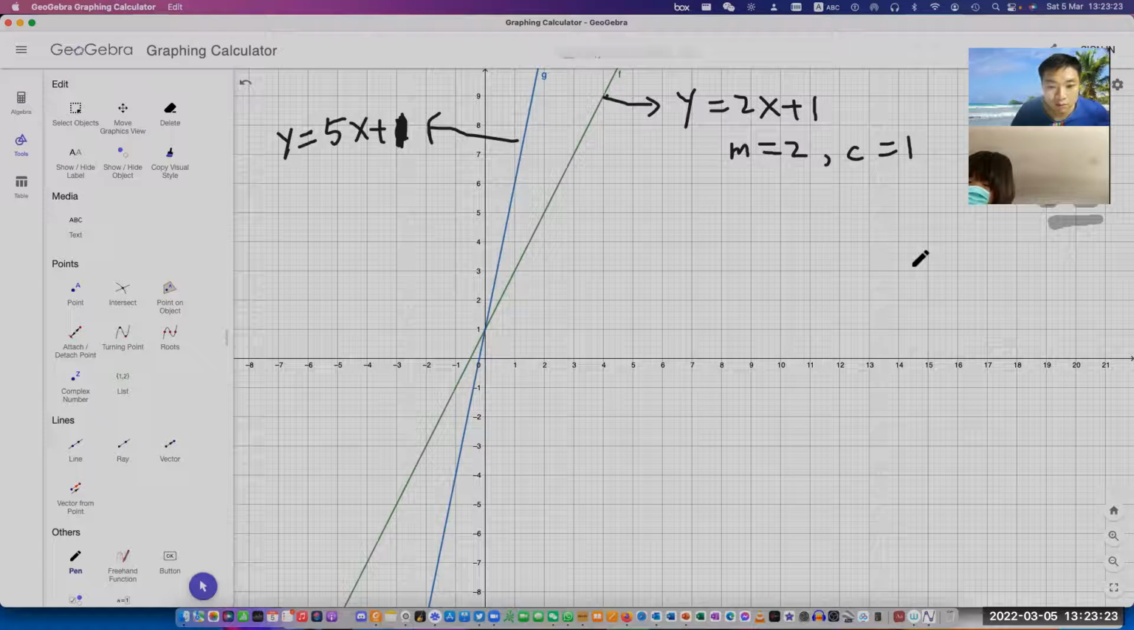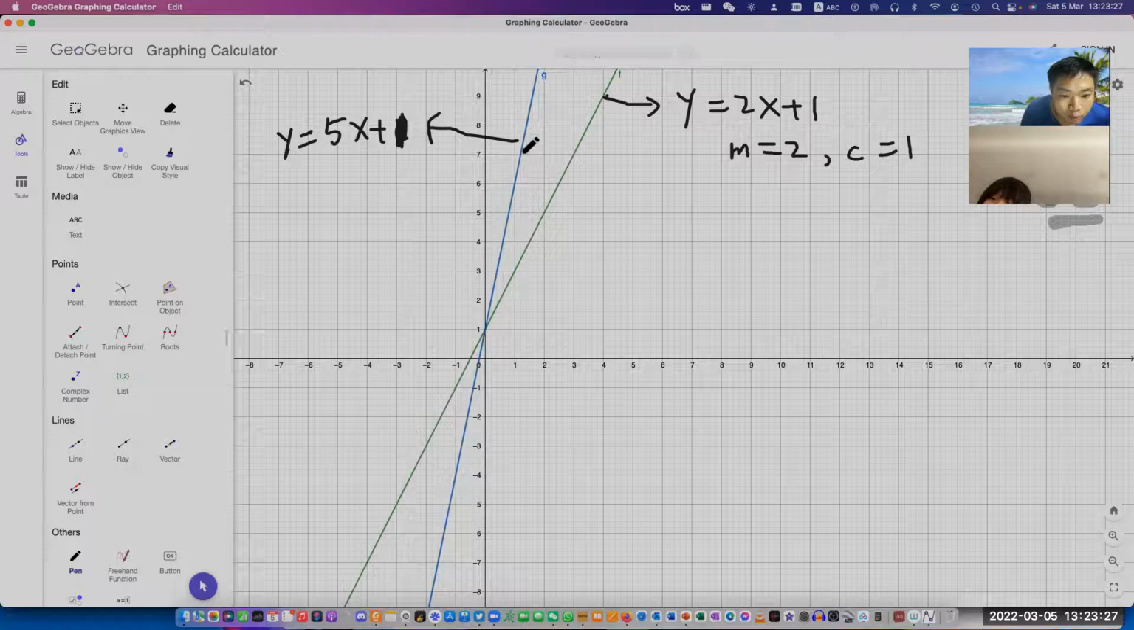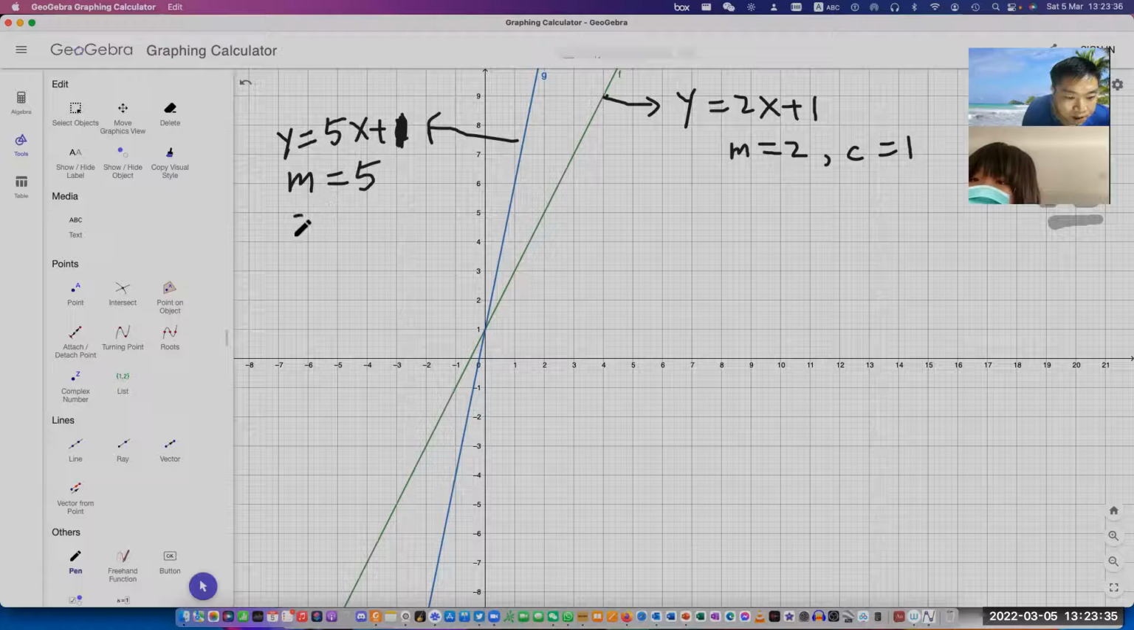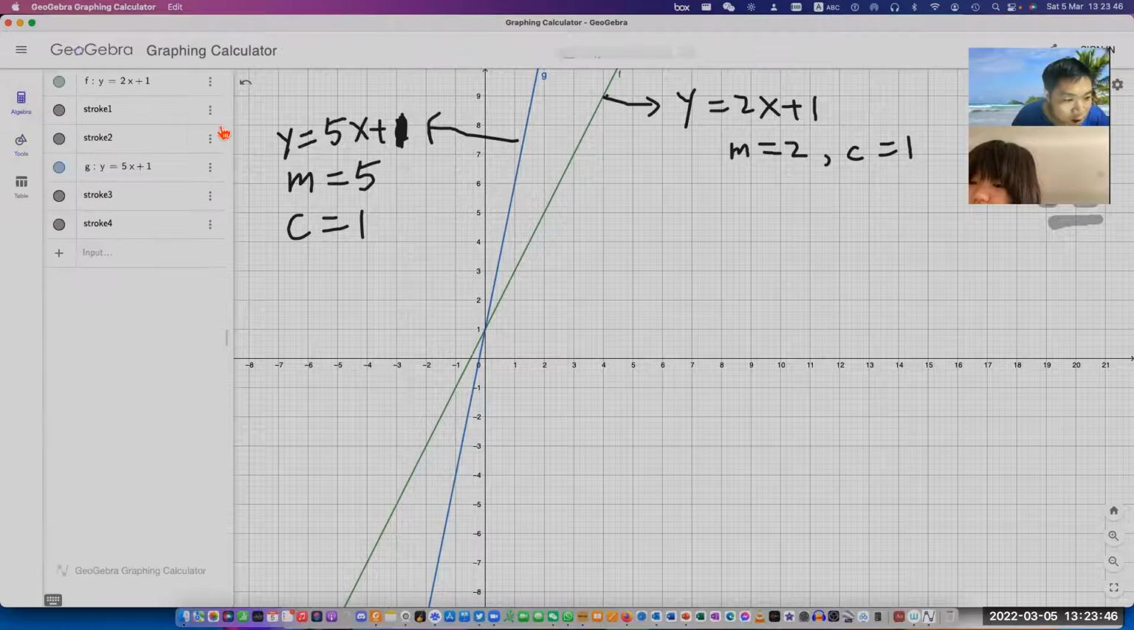Now, can you see? I have inserted a blue line here, and the function is y equals to 5x plus 1. The only difference is the m is increased to 5. The c remains the same, which is 1. And then this is the blue line. Let me decrease the m. So I have increased the m. Now I decrease the m.